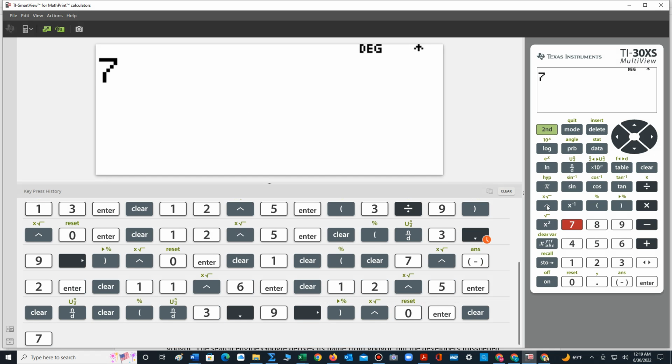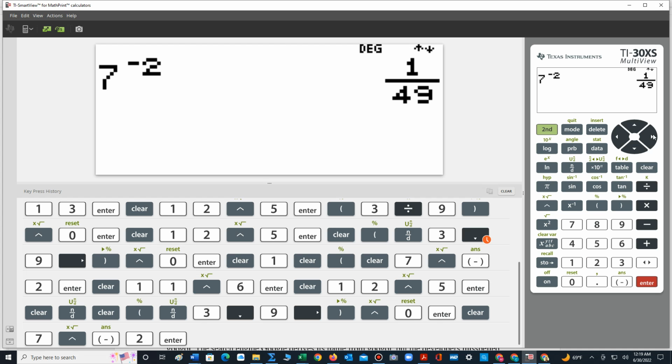So we have 7 to the, and we have to be very careful. Do not use the minus sign. You'll get an error. You want to use the negative sign. It should be a different symbol somewhere located near the numbers. So press negative 2. And we hit enter, and we get, for our computation, 1 over 49.